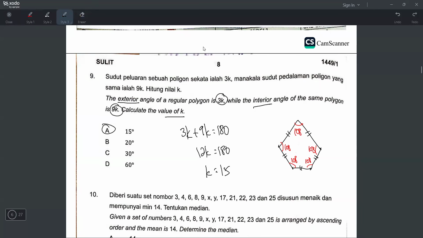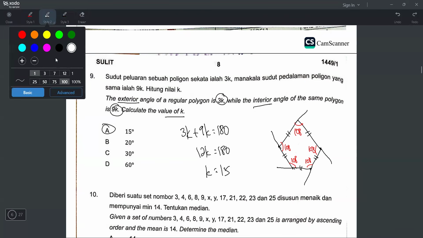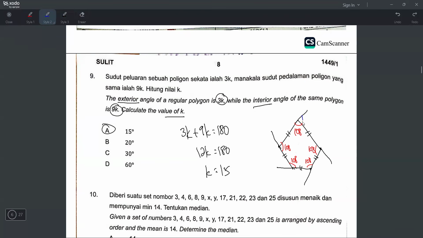Now, what is exterior angle? Exterior angle is basically you extend the line here, you extend the line here, you extend the line here, you extend the line here, you extend the line here. Extend the line means you panjangkan the line. And did you realize when you panjangkan the line, there's another angle here, here, here, here, here. And this blue color angle is the exterior angle. Yeah, that's the exterior angle.